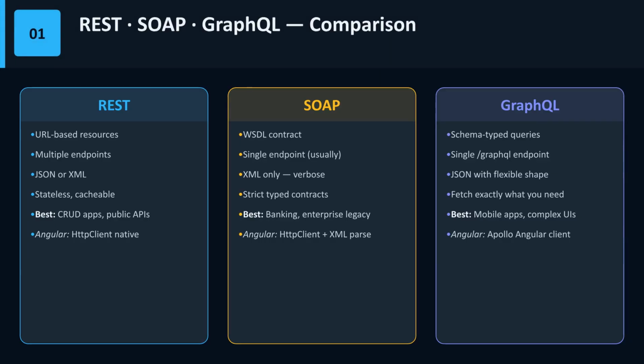Here is a comparison of different API styles: REST, SOAP, and GraphQL. Each has its strengths, from REST's URL-based resources, ideal for CRUD apps, to GraphQL's schema-typed queries for complex UIs. Choose the right style for your specific use case.